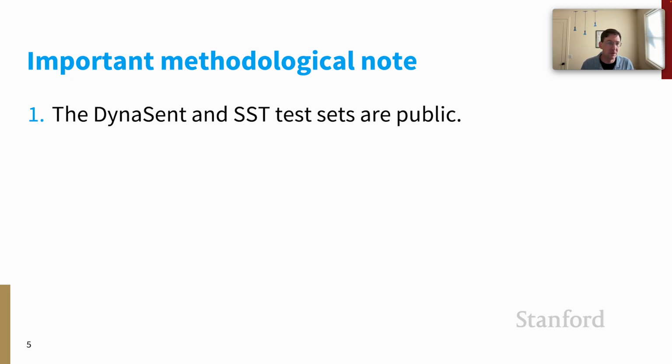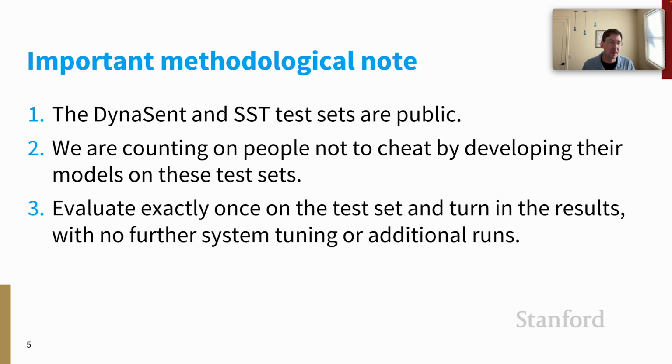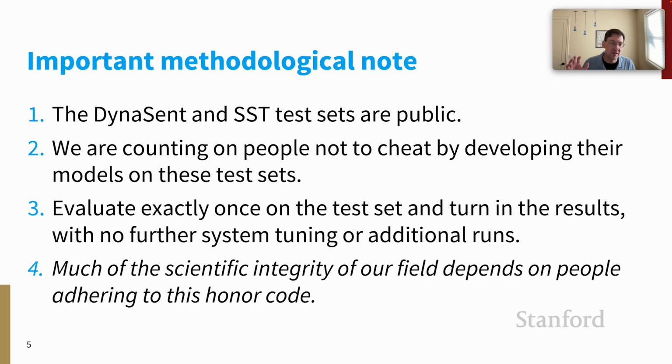In that spirit, I want to make an important methodological note. The Dynasent and SST test sets are public. That means you have the labels for all of those examples. We are counting on people not to cheat in the Bakeoff by developing their models on those test sets. Evaluate exactly once on the test set and turn in the results with no further system tuning or additional runs. It is a sin in our field to do any kind of model selection based on performance on the test set. The idea is that you run your system once on the test set and submit the results. Much of the scientific integrity of our field depends on people adhering to this honor code.